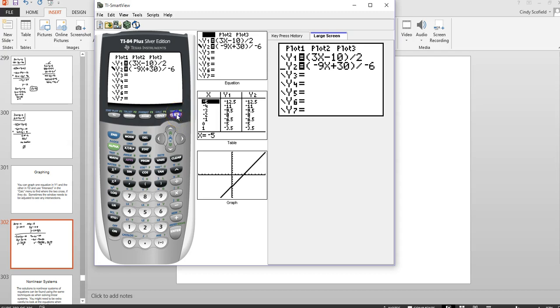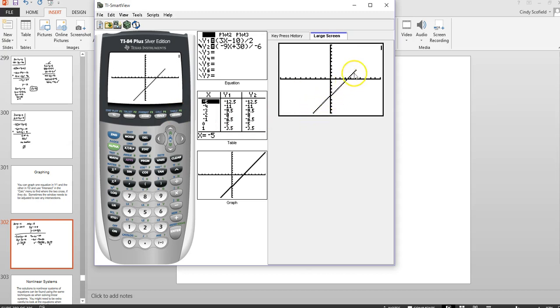Watch carefully, don't blink. Here we go, there's the thin line, there's y1. Here we go, there's the thick line, there's y2. They are right on top of each other, they're the same line. So that's why I did the thick, so you could see the thick line drawn right over the thin line.